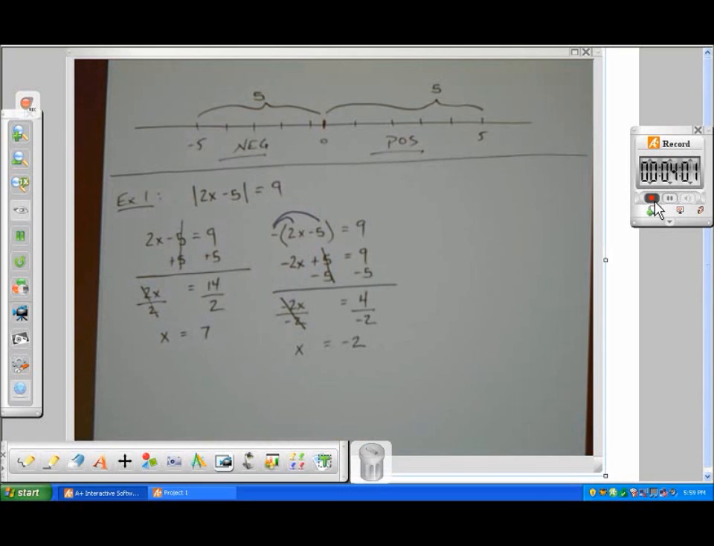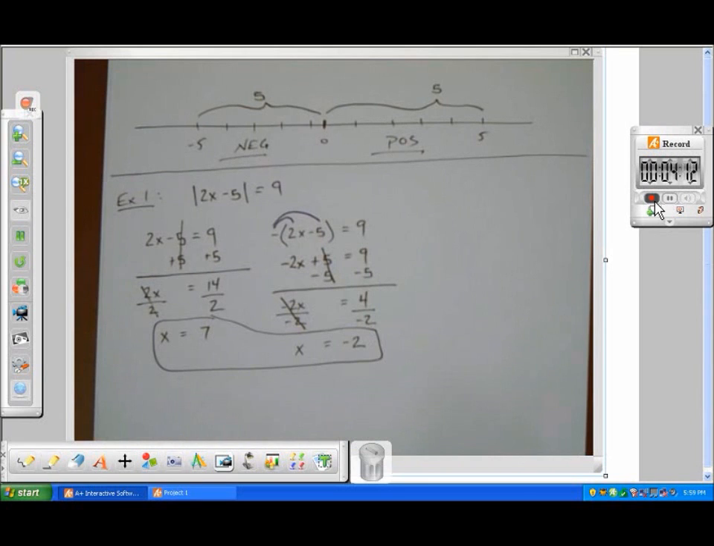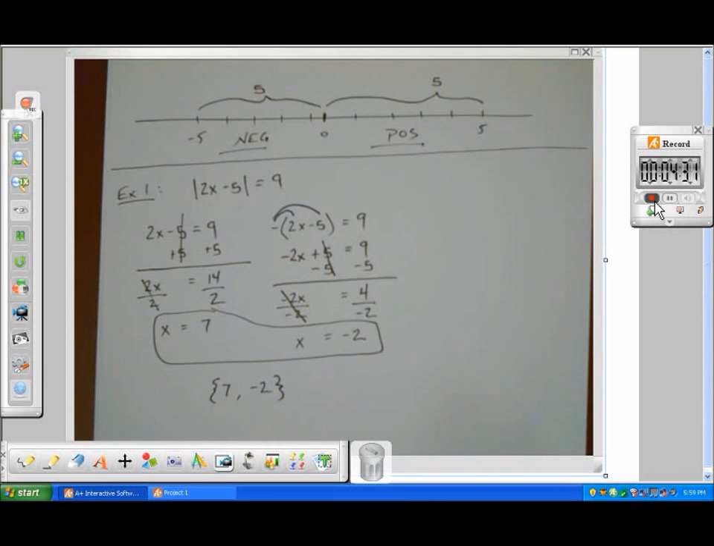Now, with absolute value equations, there are three different ways that we're going to write our answers. This is one of the ways. You could just write x equals 7 and x equals negative 2. Another way that you could write it, and it's also absolutely correct, is write it in what's called set notation. That's where I use this thing called a squiggly brace, and I list the possibilities in the squiggly brace. 7 and negative 2. That's a second way.